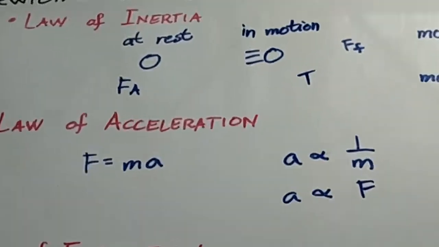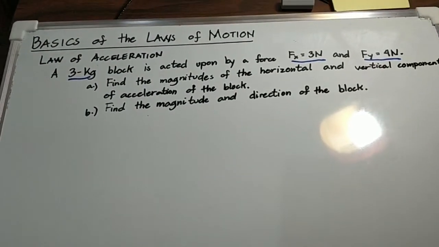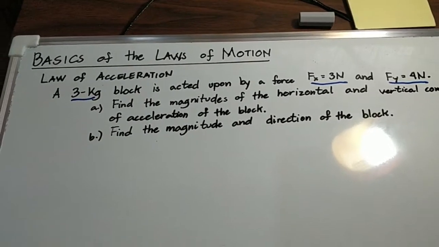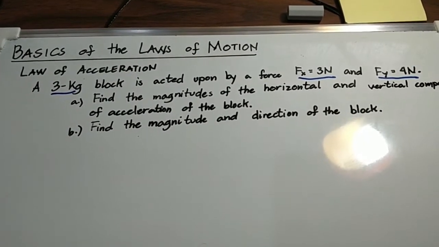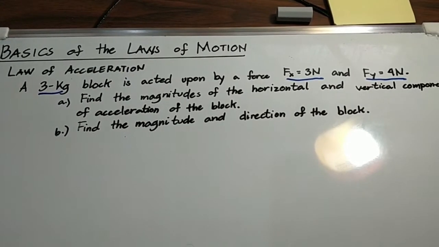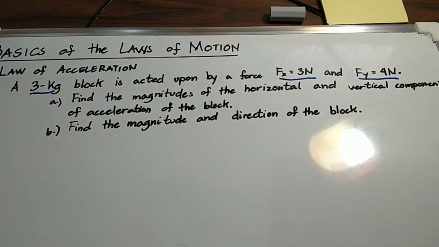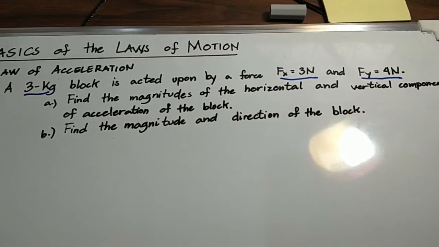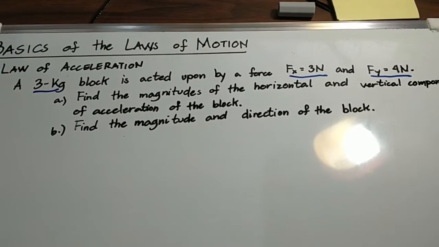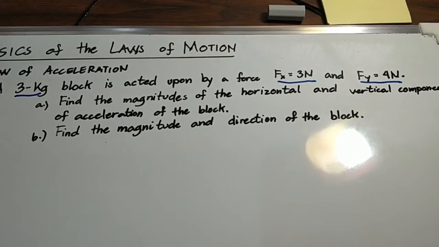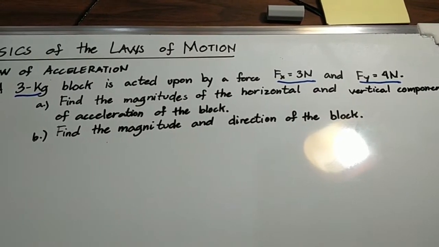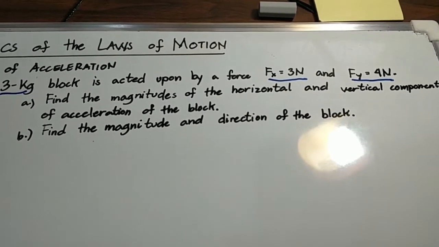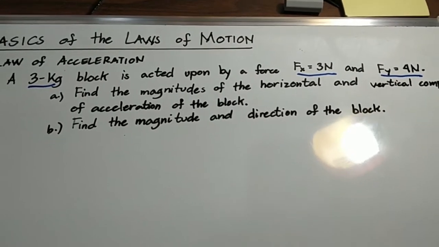Let me pause for a moment. So, ito na. The basic of laws of motion. So, unahin natin is yung law of acceleration. So, a 3 kilogram block is acted upon by a force of x is equal to 3N and F of y equals 4N. A. Find the magnitudes of the horizontal and vertical components of acceleration of the block. B. Find the magnitude and direction of the block.